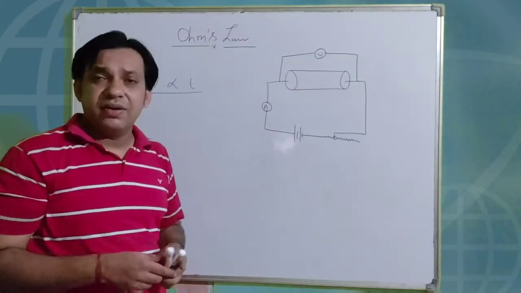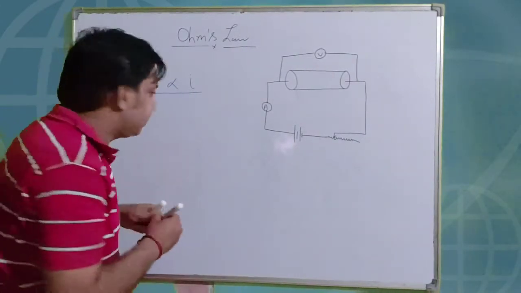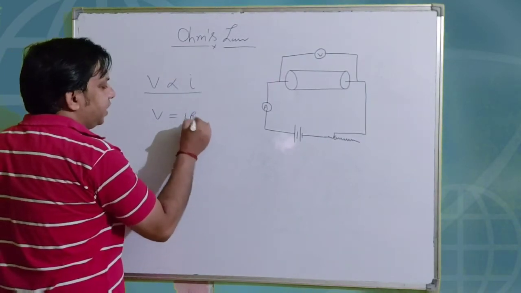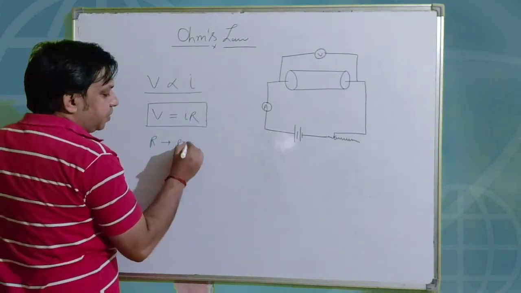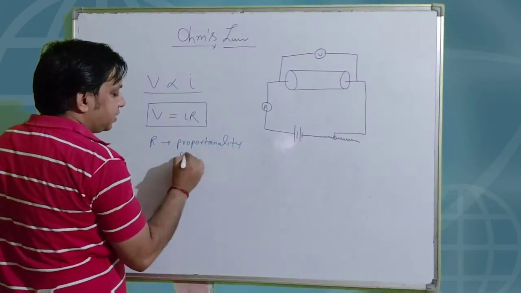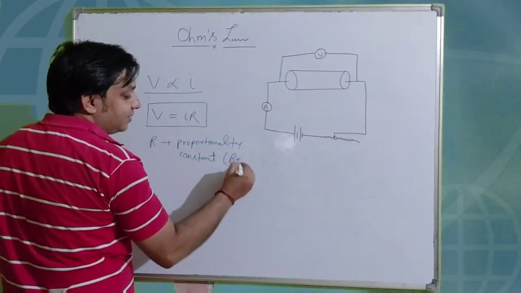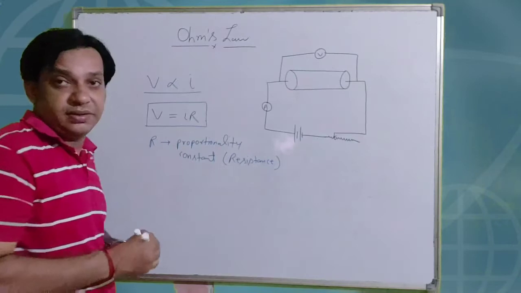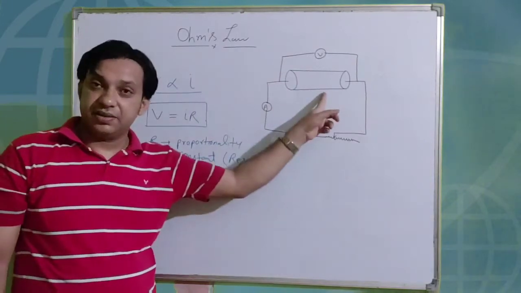Right? And you know that whenever you are eliminating the proportionality sign, you have to use a constant. I am using the constant here. V is equal to I into R, where R is the proportionality constant and named as resistance of the conductor. So this R is the proportionality constant, which is called the resistance of the conductor.